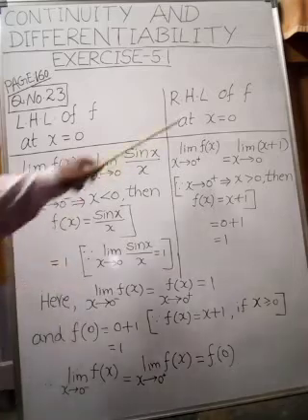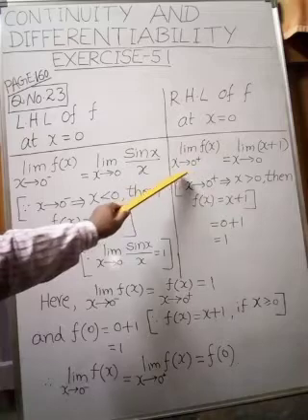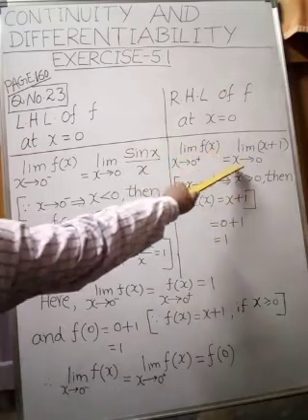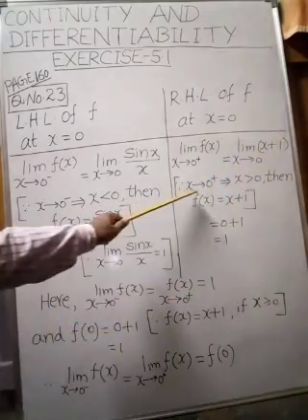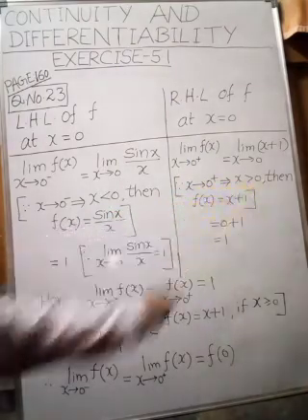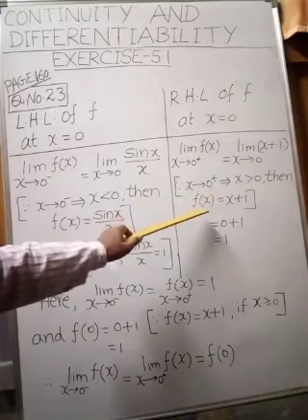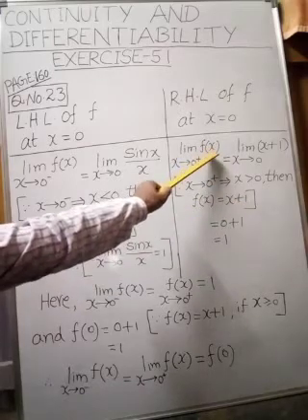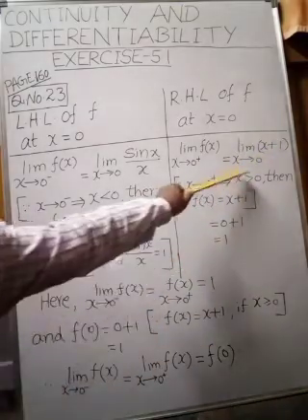Right. Now come to the right hand limit of f at x is equal to 0. As x tends to 0 plus, limit f of x is equal to, as x tends to 0, limit x plus 1, because as x tends to 0 plus, x values are greater than 0. In that case, f of x is defined as x plus 1. That is why in the place of f of x, I wrote here x plus 1. Understood this step, my dear children?